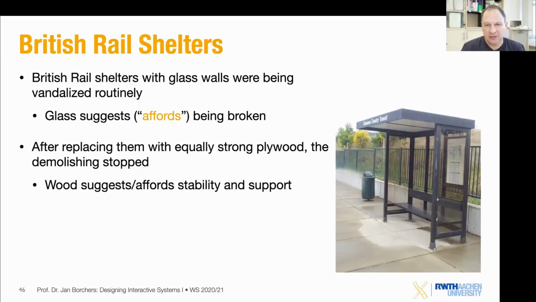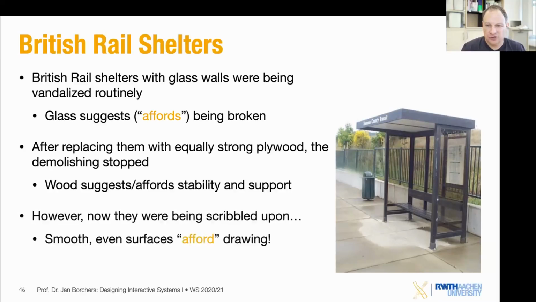However, what happened now was that these walls were being scribbled upon, because the smooth, even surfaces of these plywood walls were really great as drawing backgrounds and as canvases to leave graffiti. So the smooth, even surface, single color, actually affords drawing. This leads us to the concept of affordances.